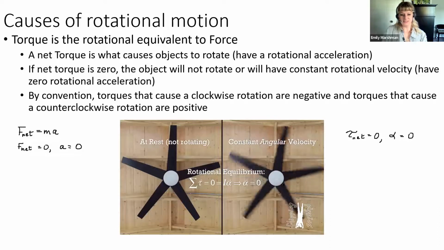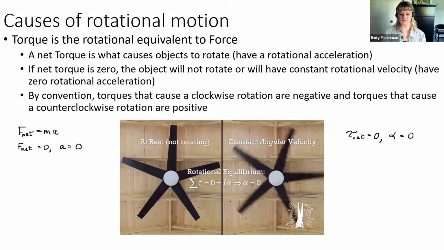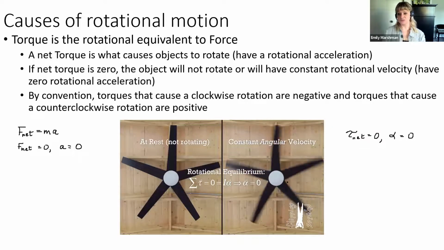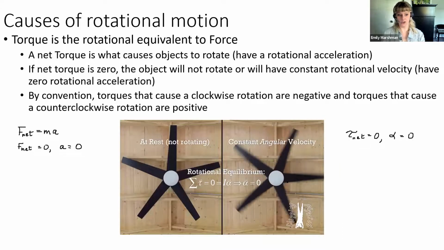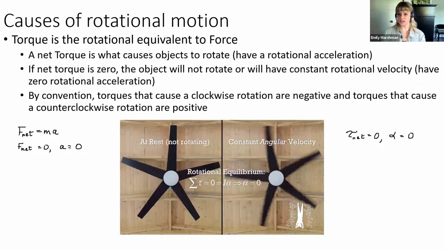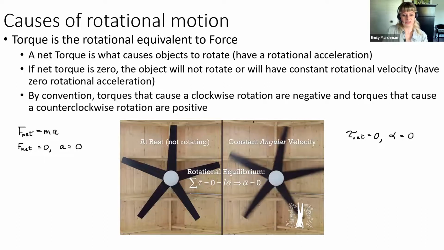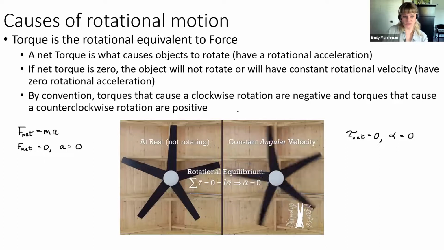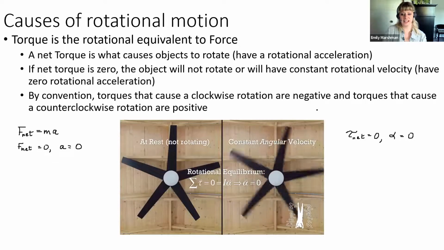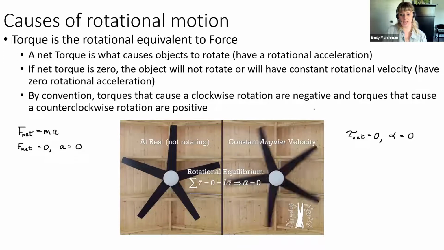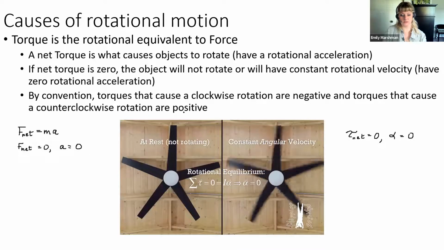Now, torques can either make the object rotate one way or the other. If I push one way on the wrench, it'll rotate clockwise. If I push another way on the wrench, it'll rotate counterclockwise. We need to take that into account. So by convention, most textbooks use the convention that torques that produce a clockwise rotation are negative, and torques that cause a counterclockwise rotation are positive torques.